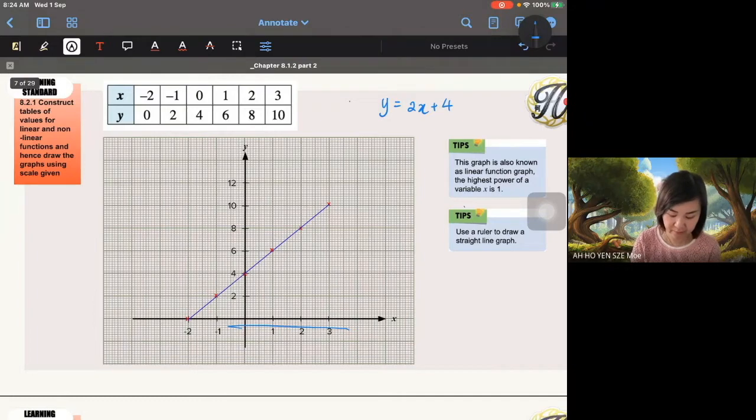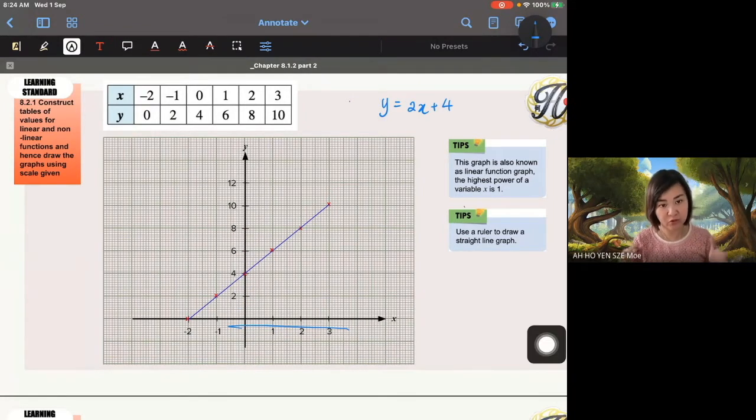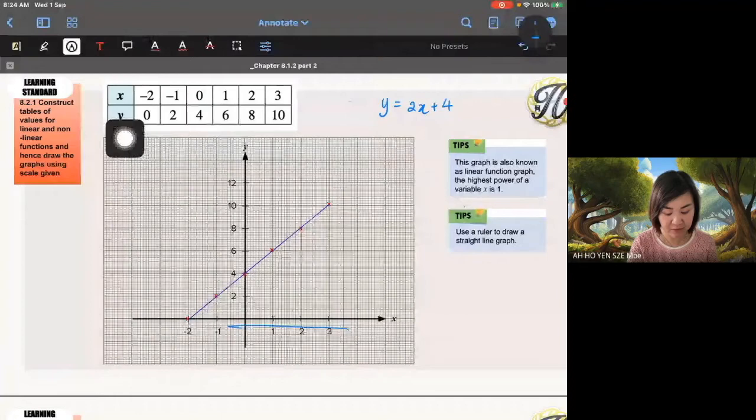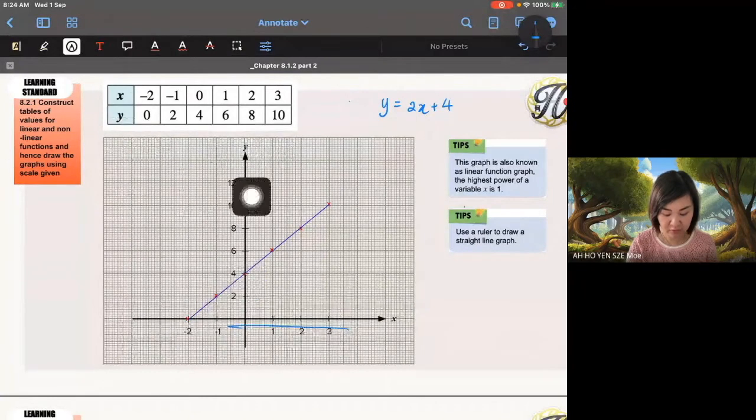Okay, 2 cm to 1 unit. Then this one, 2 cm to 2 units. So 2, 4, 6, 8, 10, 12. Okay, then this 1, 2, 3, and so on. So when you draw your graph, you have to check the table values, the maximum and the minimum. The minimum is starting from 0 to 10.